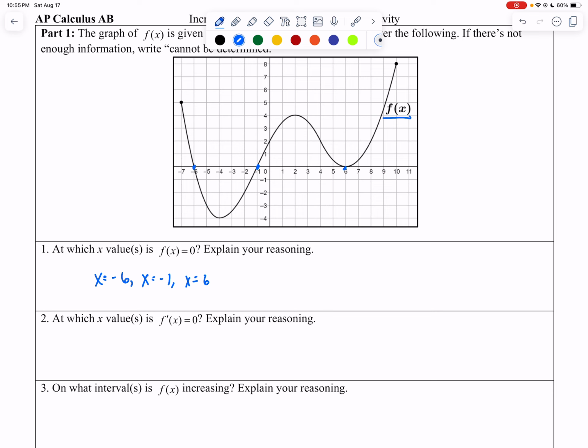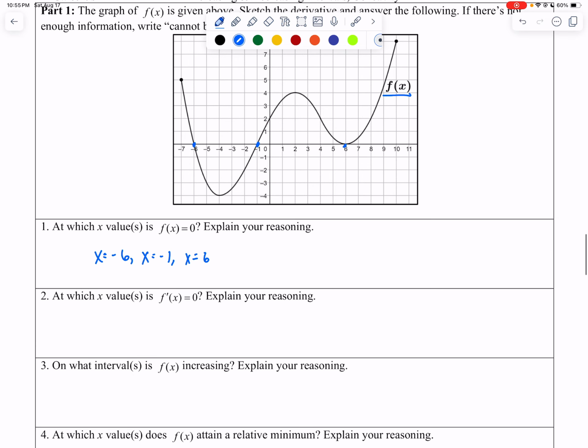Now, number two says at what x value is f prime of x equal to 0, and we want to explain our reasoning. So in this case, this is whenever we have a horizontal tangent line because we're given f of x. So here, this is going to be at -4, 2, and 6. Horizontal tangent line.